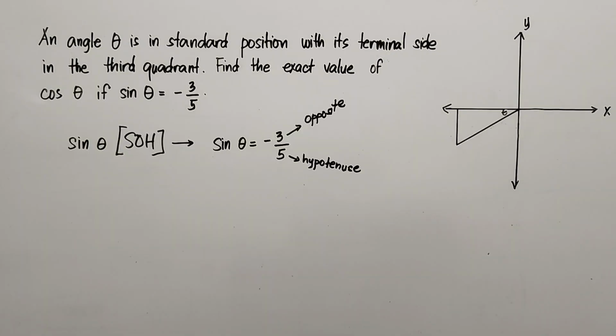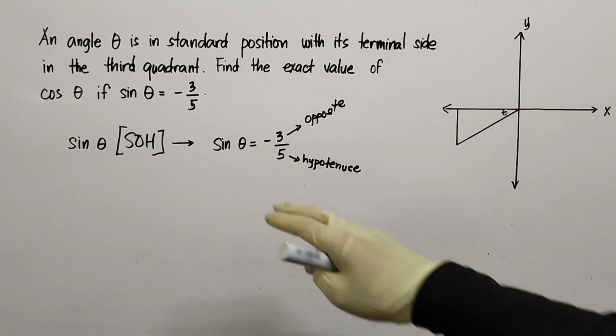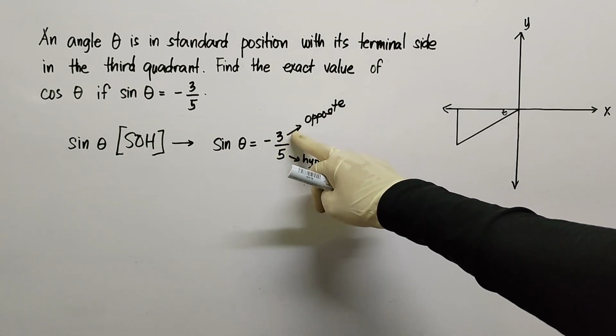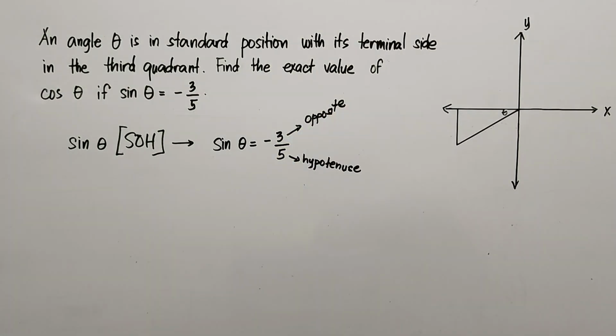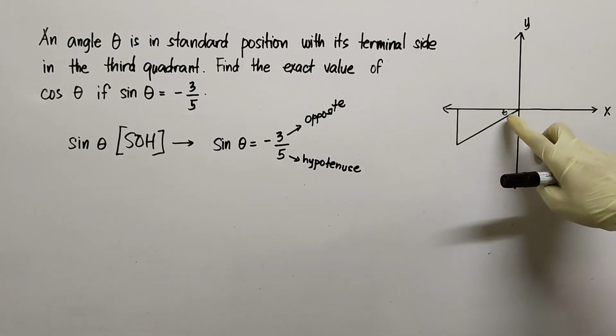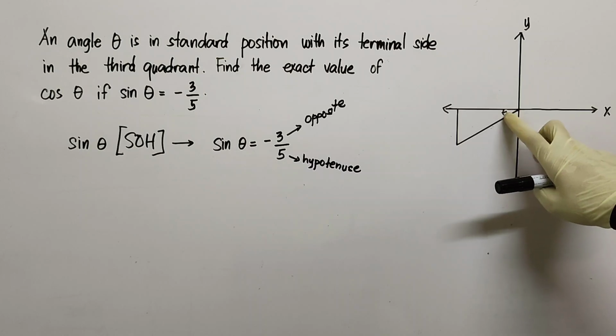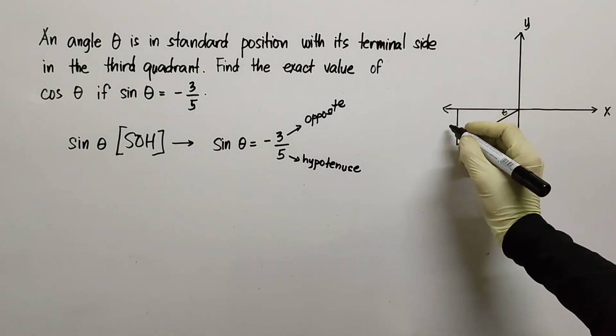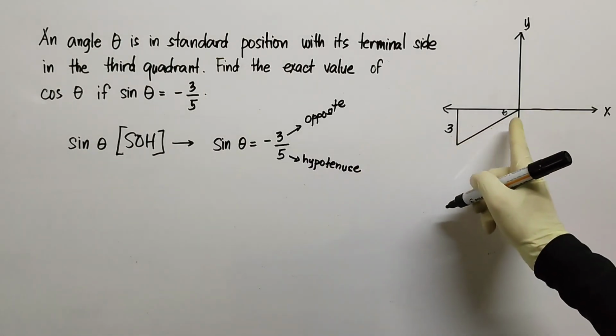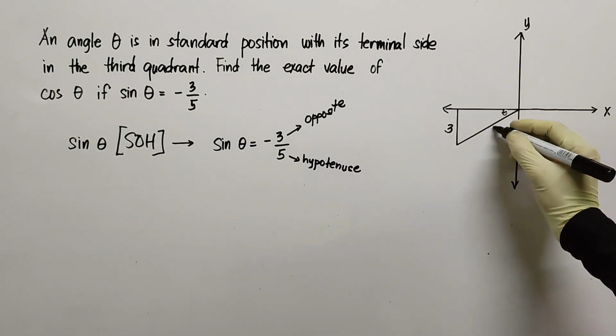From the mnemonic SOHCAHTOA, sine is opposite over hypotenuse. Since the sin theta is given, this numerator is the opposite and the denominator represents our hypotenuse. Since this is our theta, the opposite of that theta is 3. So the opposite side is here. And the hypotenuse, which is this side, is 5.